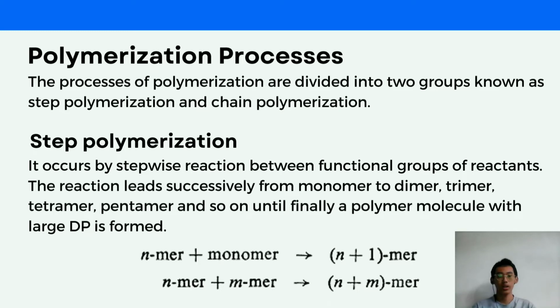Polymerization processes. The processes of polymerization are divided into two groups known as step polymerization and chain polymerization. The step polymerization occurs by stepwise reaction between functional groups of reactants. The reaction leads successively from monomer to dimer, trimer, tetramer, pentamer, and so on until finally a polymer molecule with large DP is formed. For example, the n-mer plus monomer will be n plus 1-mer, and the n-mer plus m-mer will be n plus m-mer.